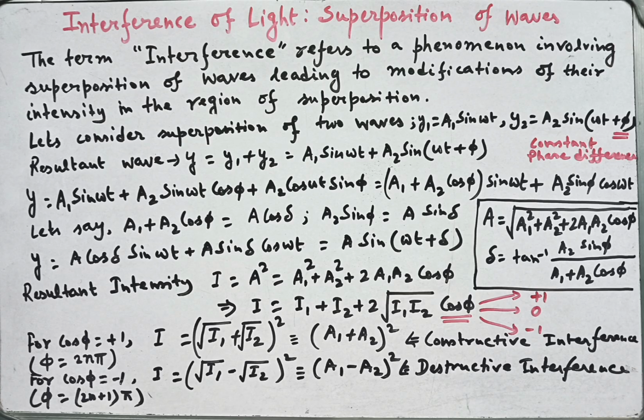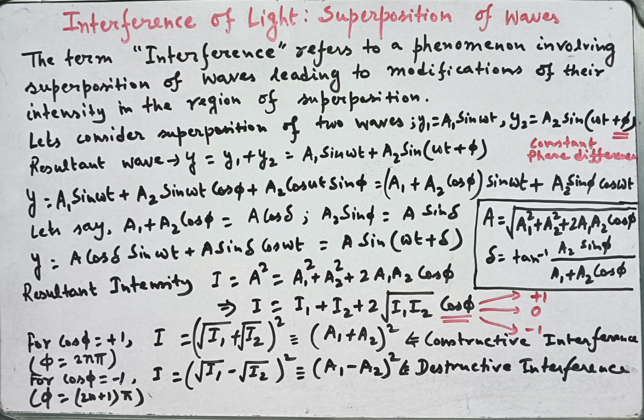Here we are considering y1 and y2. So y1 equal to a1 sine omega t and y2 equal to a2 sine (omega t plus phi). Now the resultant wave will be combining these two, addition of these two waves y1 and y2. So it will give a1 sine omega t plus a2 sine (omega t plus phi). Now here please remember this phi is the phase difference, constant phase difference between y1 and y2.